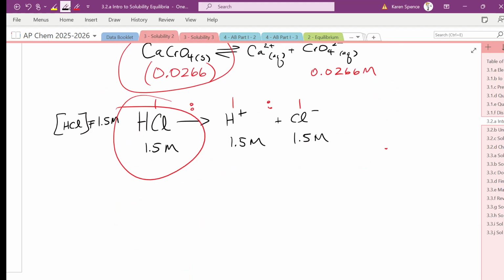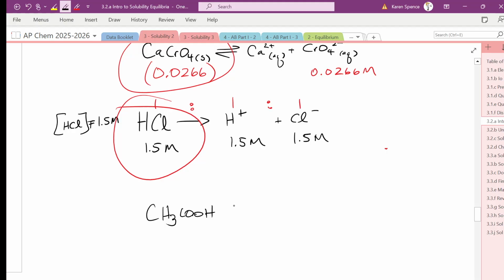If I had CH3COOH, what's the name of that acid, by the way? That is acetic acid. You should know that name. It's the commonest weak acid ever, because it's just vinegar, right? Ethanoic acid, that's its official name.